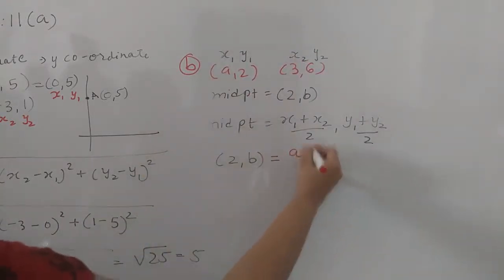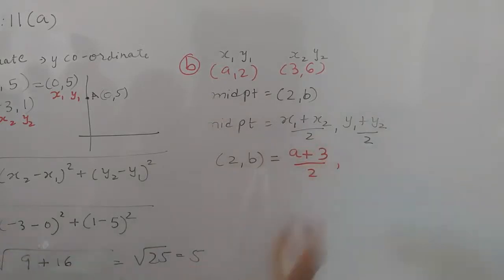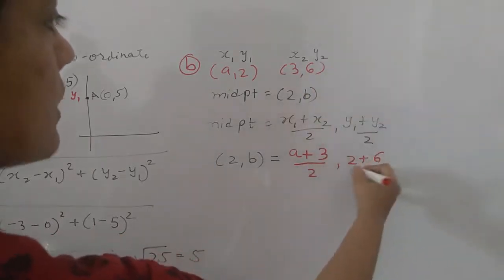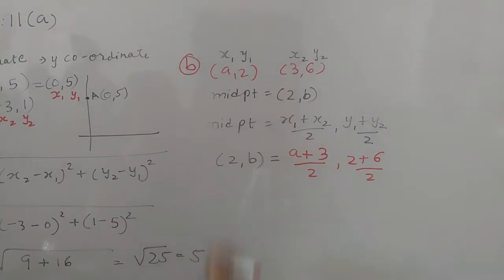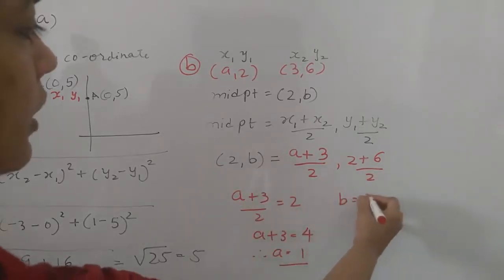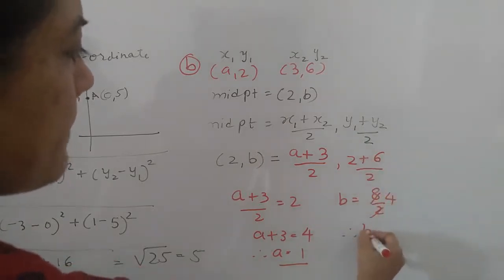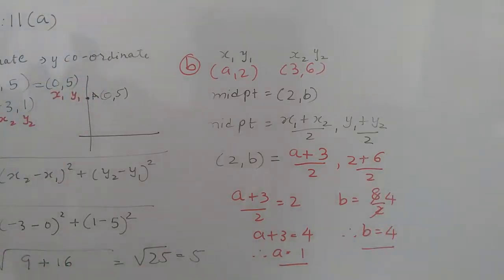So now we apply it here in our formula. x1 is A, x2 is 3, divided by 2. Similarly, y1 is 2 and y2 is 6, divided by 2. Okay, so now you can see we can compare the x coordinates. It means A plus 3 by 2 is equal to 2. Now A plus 3, 2 2s are 4. So the value of A I found is 4 minus 3, 1. Similarly, I take the B coordinates, 6 plus 2, 8 by 2, that will be 4. So by comparing the y coordinate, I get the value of B as 4.